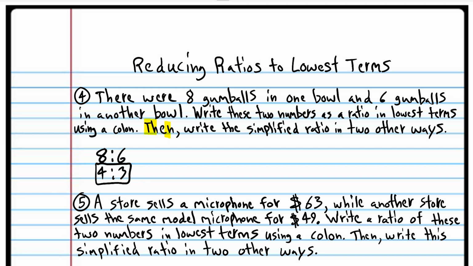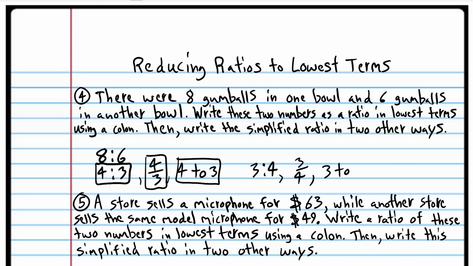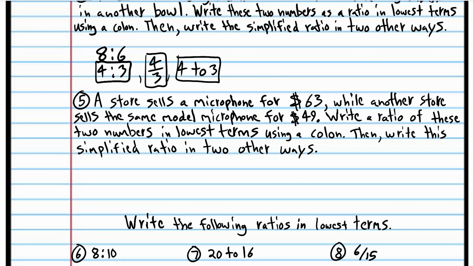It says then, write the simplified ratio in 2 other ways. So we wrote it using a colon, but we can also write it as a fraction, and we can write it with the word "to" in between. Now you could also write 3 to 4. That would be fine, and then your answer would look like this, because they didn't specify which number to say first. All right, let's go on to number 5. Why don't you try number 5, and when you come back, we'll do it together.